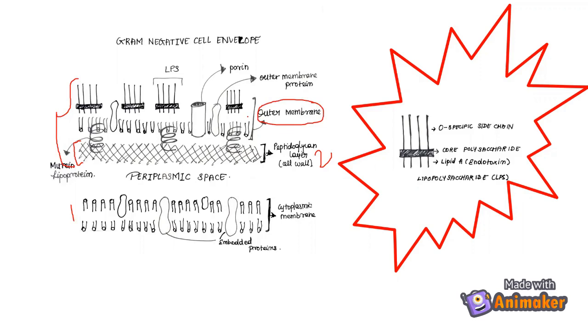The inner cytoplasmic membrane contains a phospholipid bilayer with embedded proteins, same as we saw in gram-positive. Following which, there is a periplasmic space in which you can find a gel of proteins and enzymes. And outside the periplasmic space, there is the peptidoglycan layer. Now, this peptidoglycan layer is thin and not as extensive as in gram-positive bacteria.